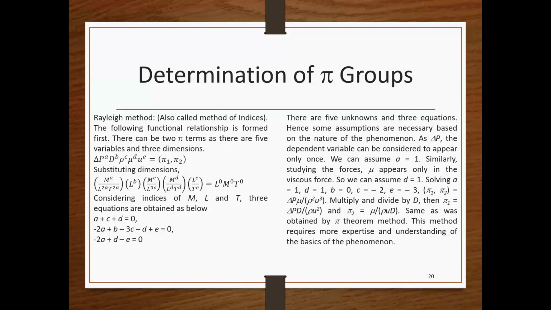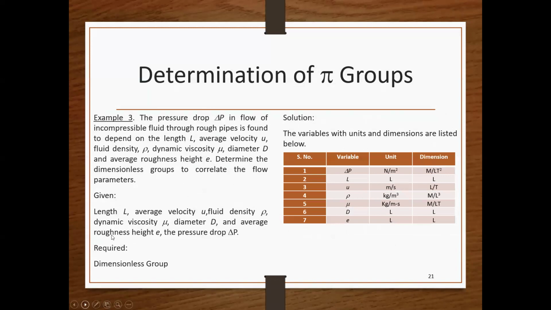Solving, A is equal to 1, D is equal to 1, B is 0, C is equal to negative 1, E is equal to negative 1. So pi 1 and pi 2 is delta P U over rho squared U cube. Multiply and divide by D, then pi 1 is equal to delta P D over rho U squared, and pi 2 is U mu over rho U D. Same as was obtained by pi theorem method. This method requires more expertise and understanding of the basics of the phenomenon. Okay? So study the pi method well.